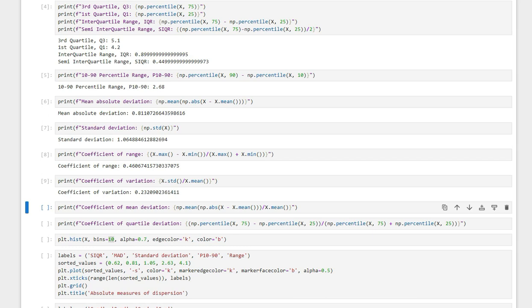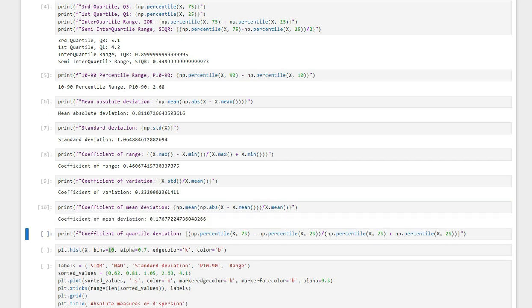Similarly, coefficient of mean deviation will divide the mean deviation value by the mean in the data set, and the result is 0.176.